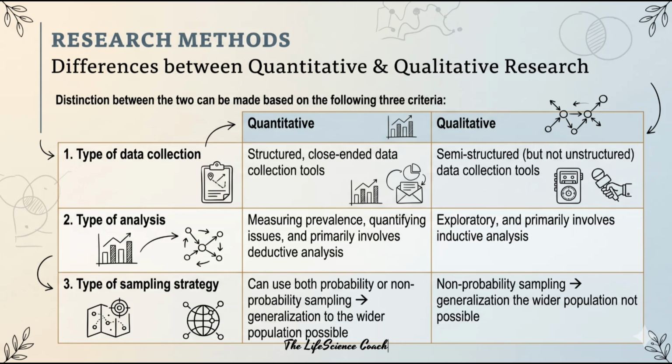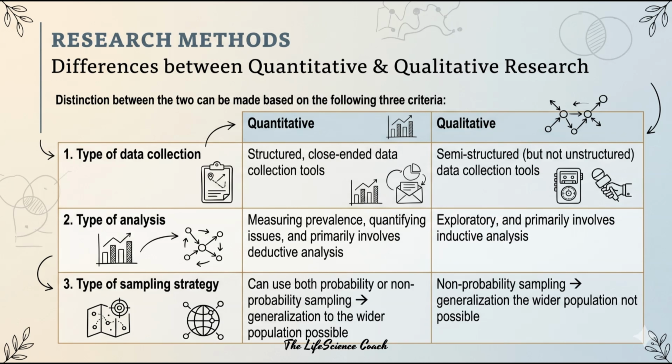Second, the type of analysis. Quantitative research focuses on measuring data, counting results, identifying patterns, and testing hypotheses using deductive analysis and statistical methods. On the other hand, qualitative research is more exploratory in nature. It focuses on understanding ideas, opinions, behaviors, and experiences using inductive analysis to identify themes and meanings from the collected data. Finally, the sampling strategy.